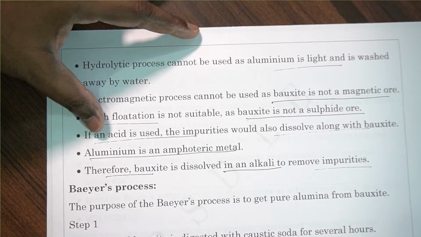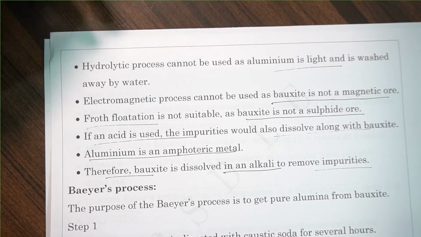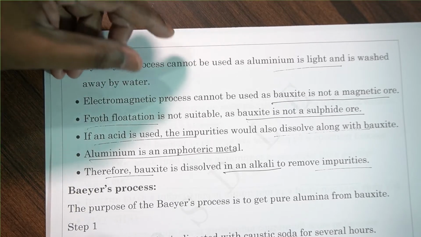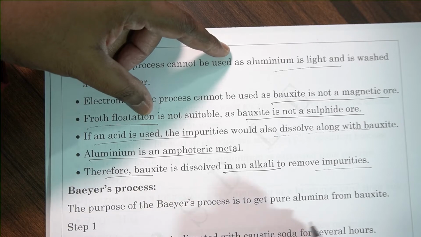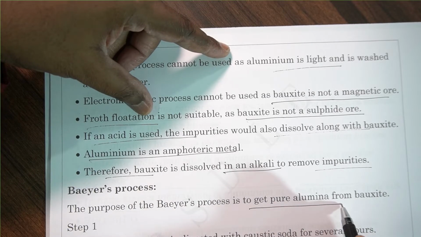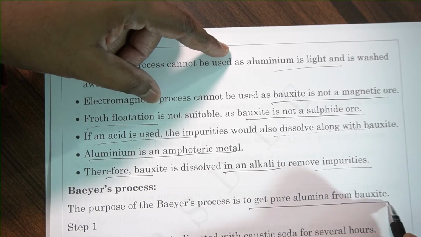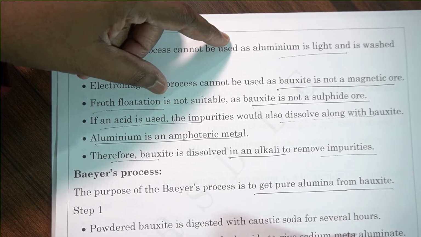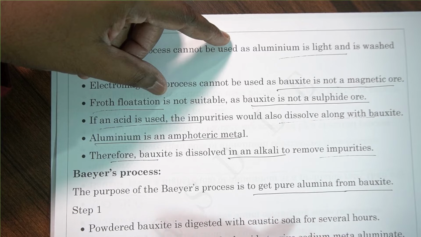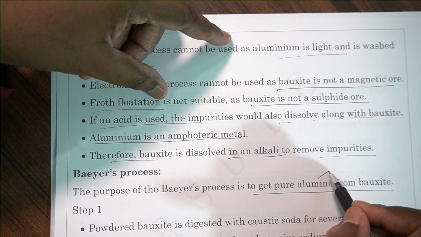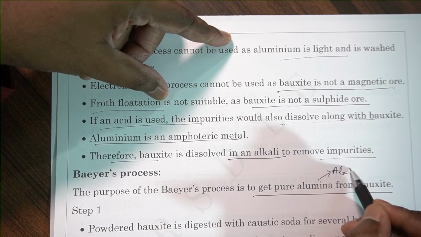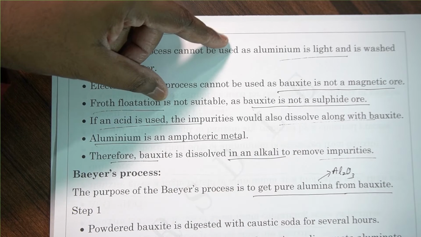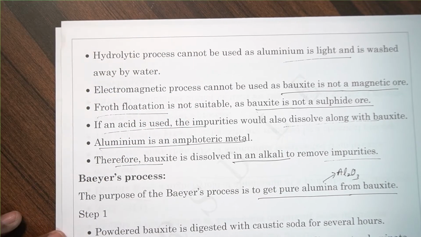Okay. Bayer's process, what is the purpose? A question can be asked. What is the purpose of Bayer's process? It is to get pure alumina from bauxite. What is bauxite? Aluminium oxide with 2 molecules of water of crystallization and impurities. Now what is alumina? Alumina is pure aluminium oxide, Al2O3. So let's see the steps in Bayer's process.